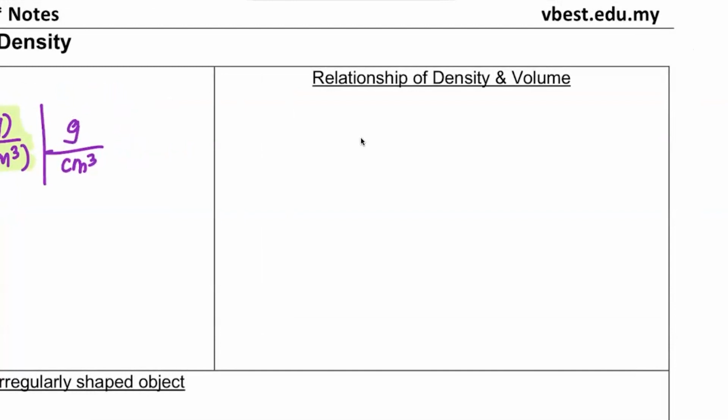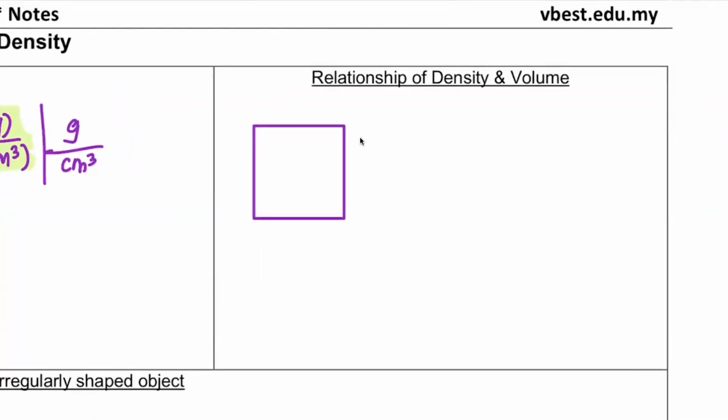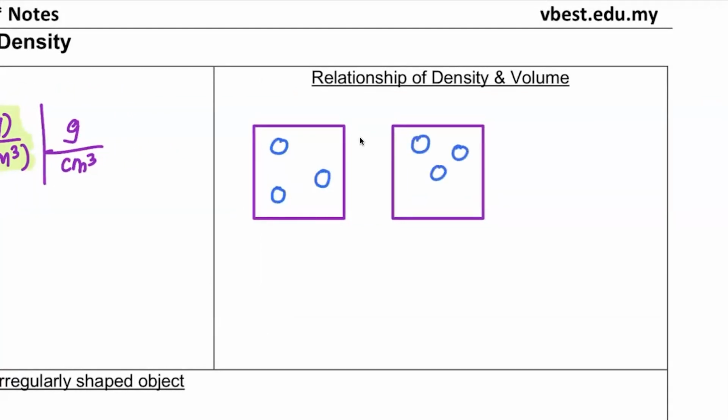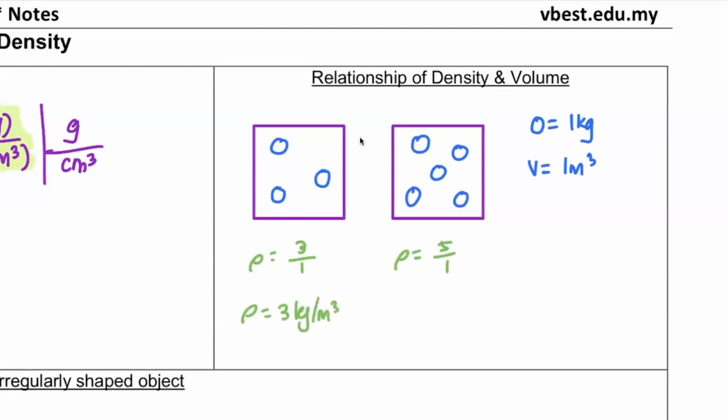So for example, just imagine in this room, I have the same room on the other side. The first room has only 3 students in the class. But the second room has 5 students in the class. So let's say each student is 1 kg, and the volume of the room is 1 meter cube. So the density here will be 3 over 1. The density here will be 5 over 1. So this density will be 3 kg per meter cube. This density will be 5 kg per meter cube.